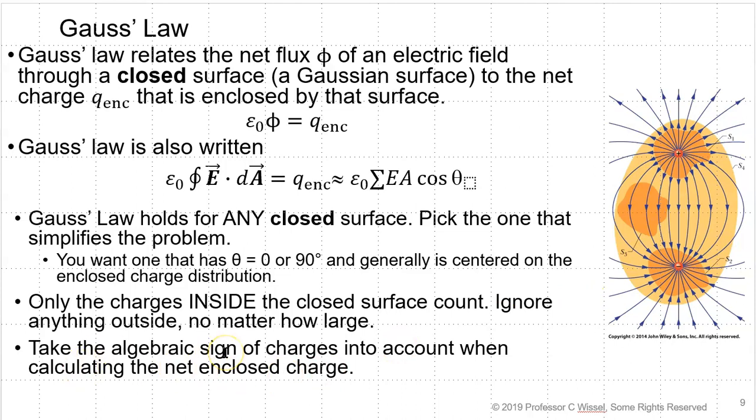Take the algebraic sign of the charges into account when you calculate the net enclosed charge. So in other words, a negative charge is negative and a positive charge is positive.